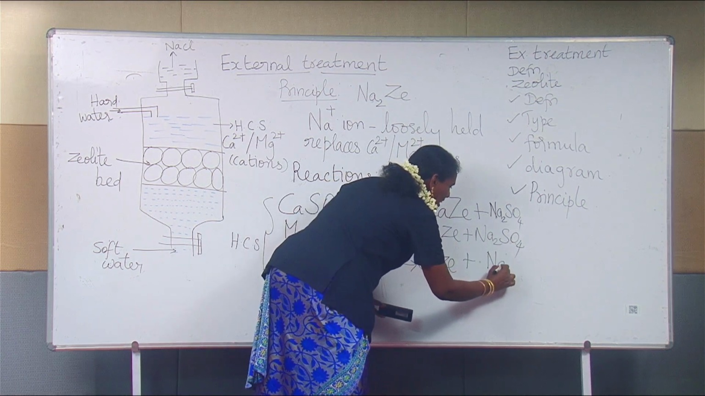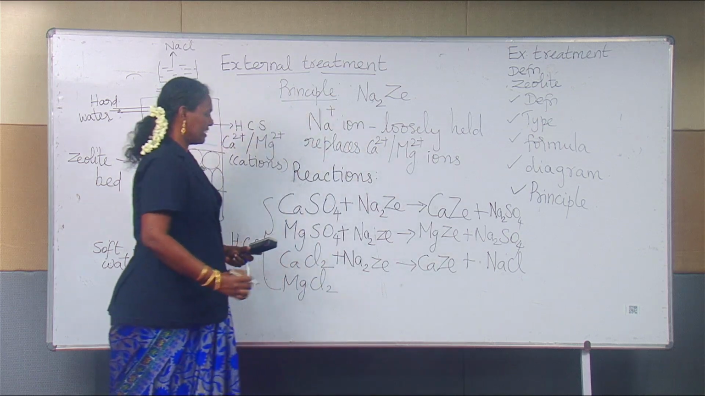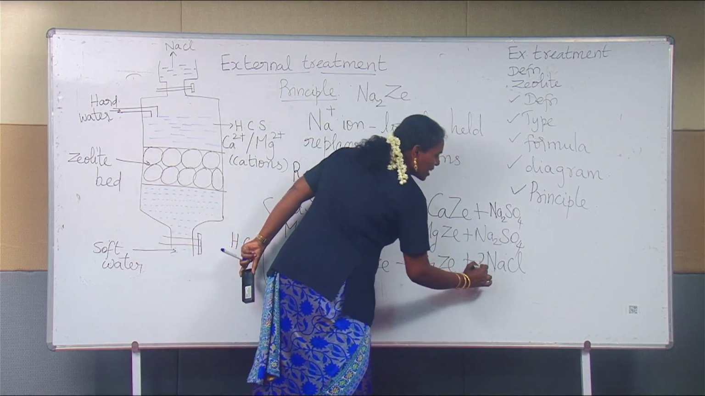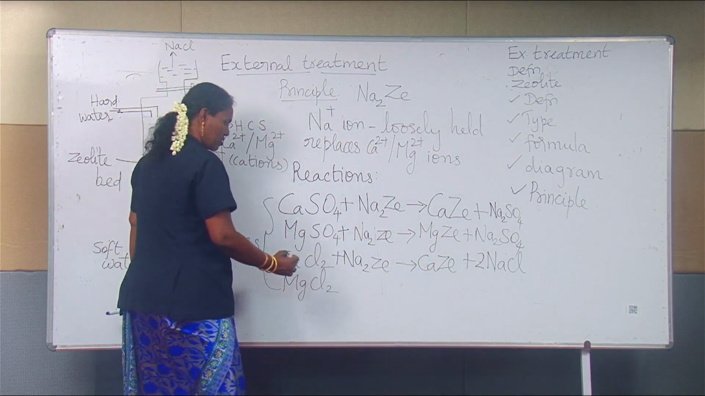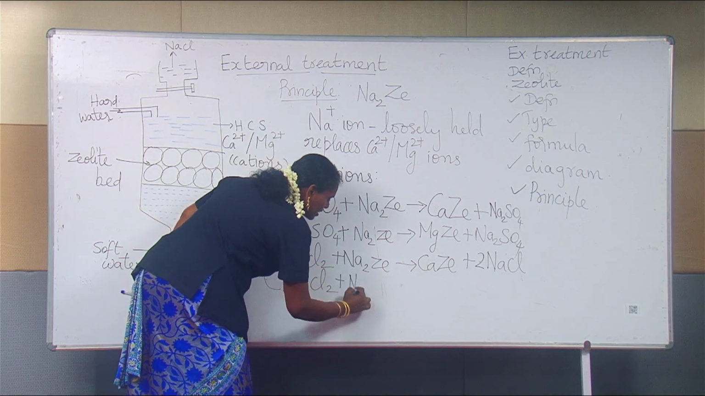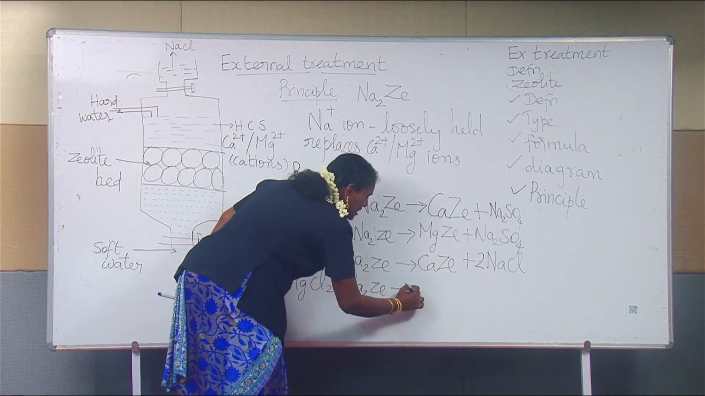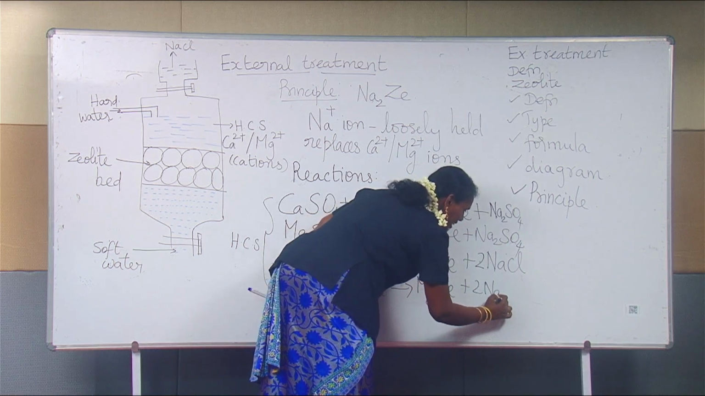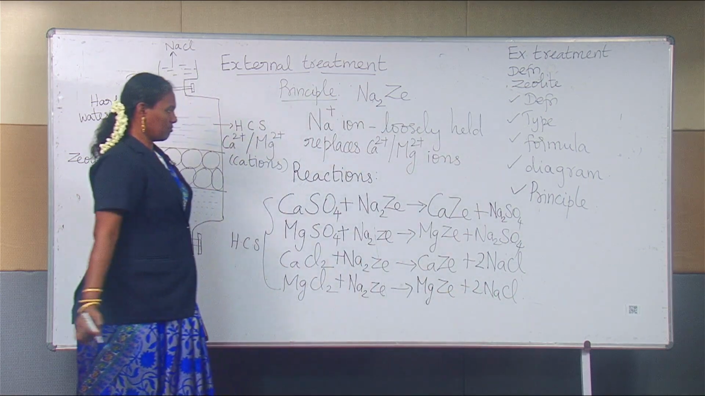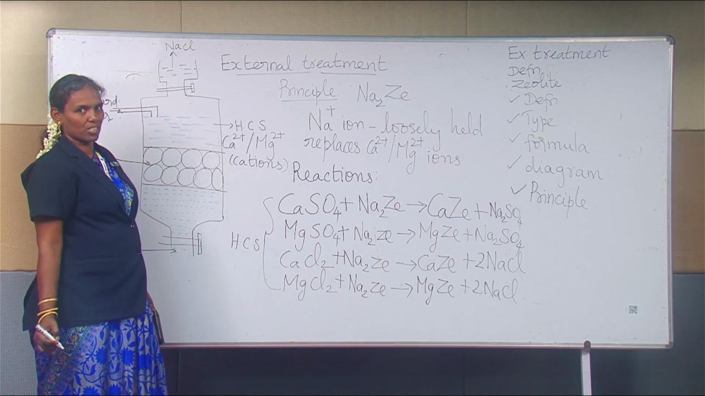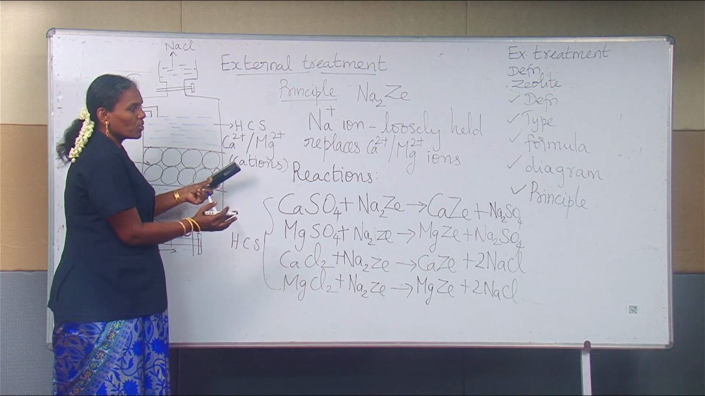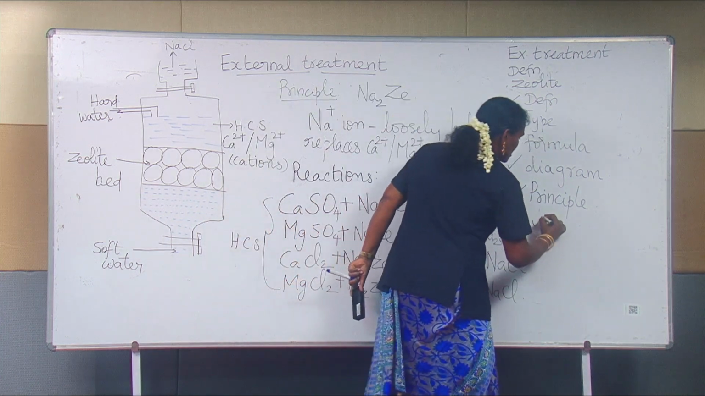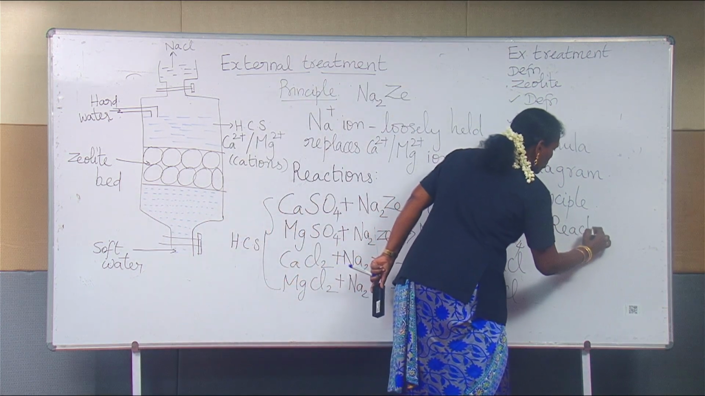NaCl formula? NaCl. Both are monovalent ions. We have to balance this equation. 2 Na, here 2 Cl, so you put 2 NaCl. Clear? Then the next one is magnesium chloride with Na2Ze, and it gives magnesium zeolite plus 2 NaCl. Clear? So this is the reaction that takes place. These 4 reactions you have to write. First we wrote the principle, now the reactions. Next side heading, reactions over.